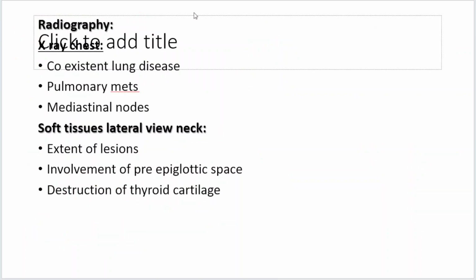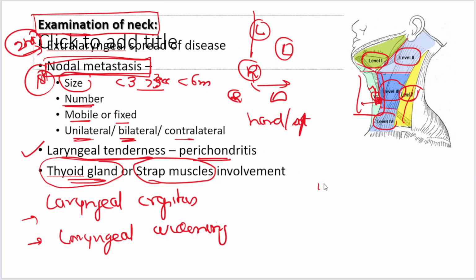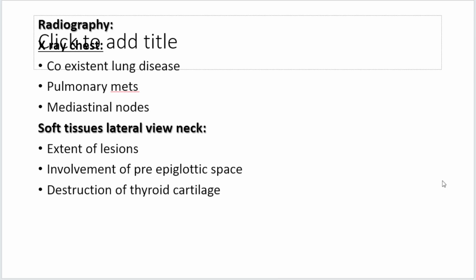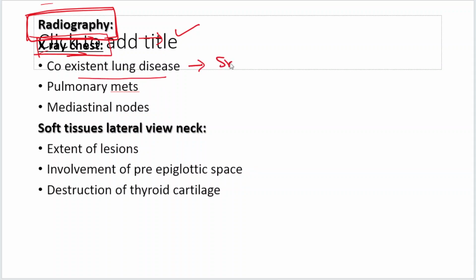Up to the examination of the neck, this was clinical assessment: history and examination. Now, coming to radiography. In the age of CT scan, we rarely go for an X-ray of the neck, but for any case we want to take up for surgery, as part of pre-anesthetic assessment, a chest X-ray is compulsory. What do you look for in the chest X-ray? Whether there is any coexistent lung disease. Most patients with carcinoma larynx are smokers, so there will be some lung abnormality, some COPD-type features.